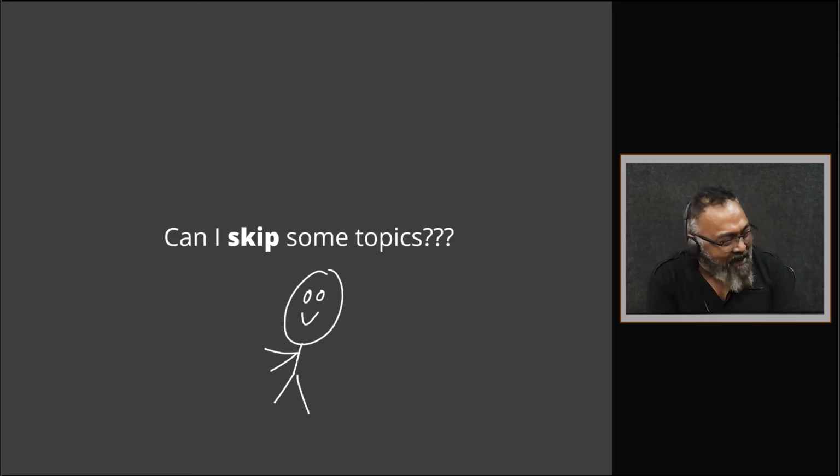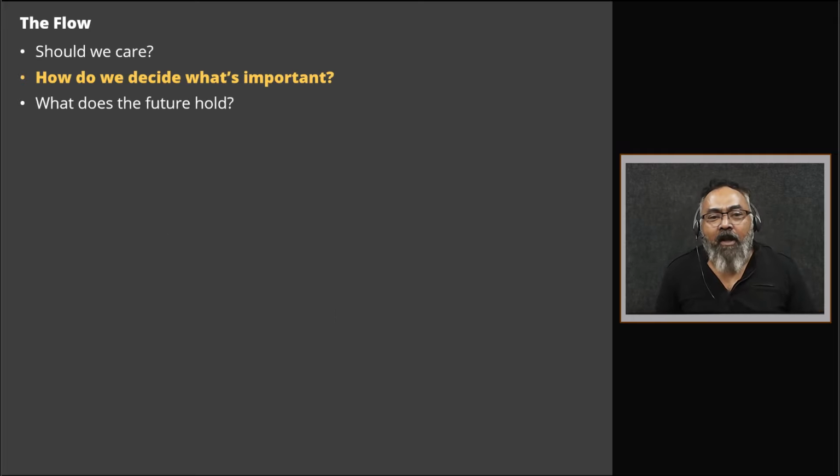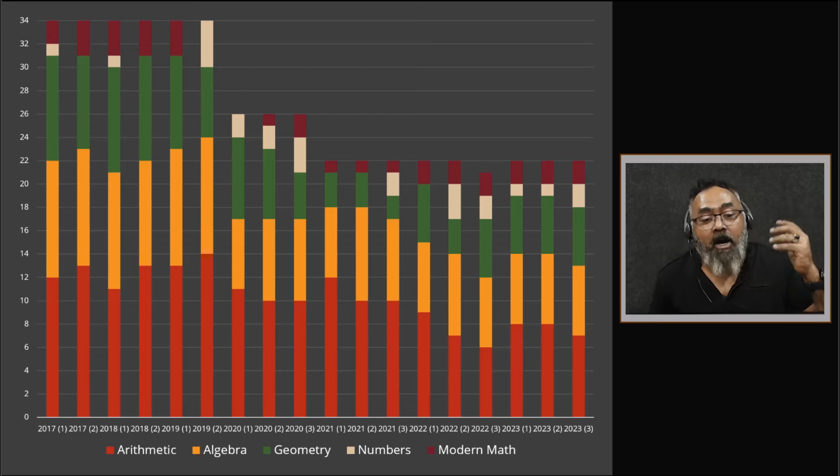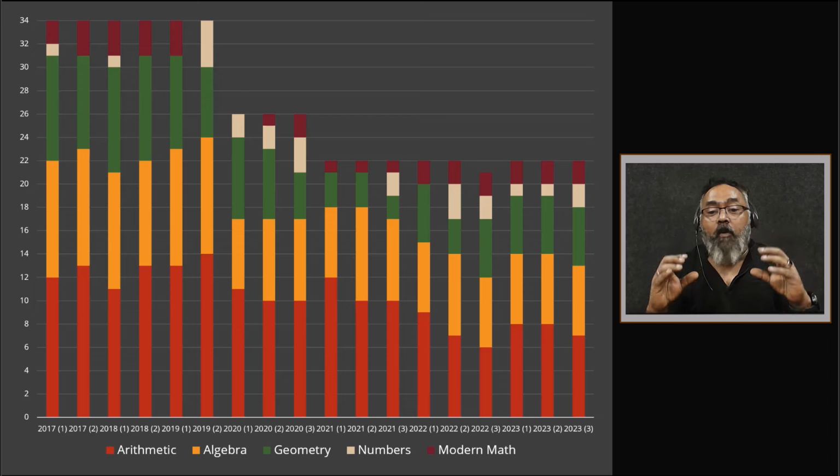I don't know, 4 people have to be arranged in 4 different places where person number 1 wants to sit next to person number 3 and person number 2 just doesn't care. I don't know what to do, sir. This kind of question. This is really your question. Okay. So let's decide what's important. One simple way to decide what's important, just look at the past. And decide on this chart. There is arithmetic, there's algebra, there's geometry, there's numbers and modern maths. Lot of arithmetic questions. Algebra, a reasonably good number of questions.